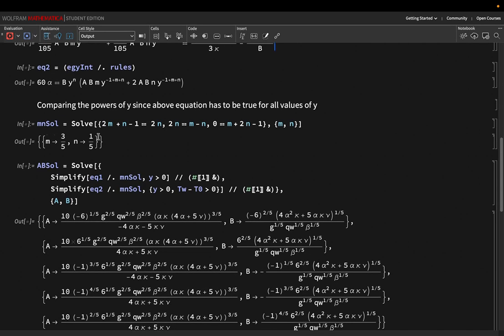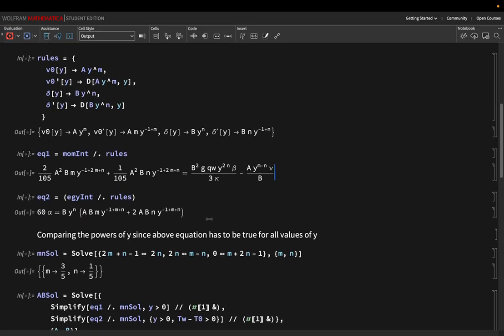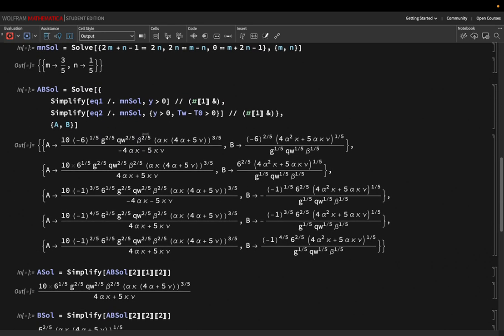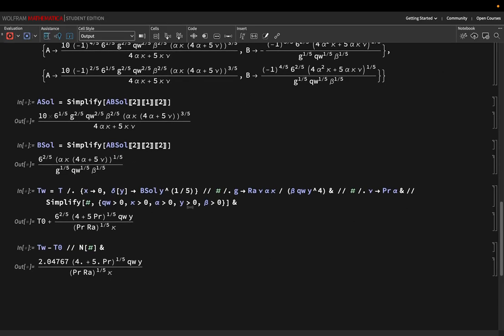With these values of m and n, we'll substitute them into the energy equation and momentum equations. Then we have to solve for a and b. That's basically two equations and two unknowns. Again, we'll get different possible values of a and b, and we'll pick those values that are real and positive. Now, if I substitute them and simplify in terms of non-dimensional numbers, all you have to do is replace the terms, for example, nu with Prandtl number times alpha, and then cancel out alpha throughout.